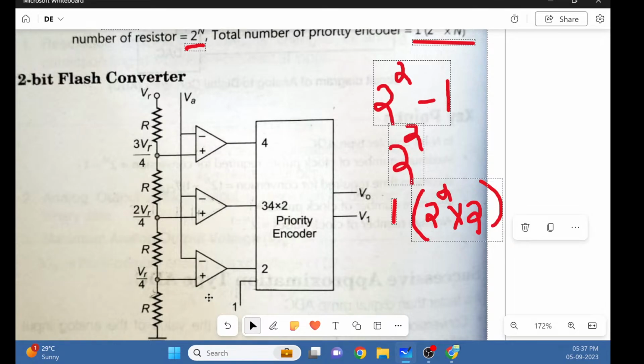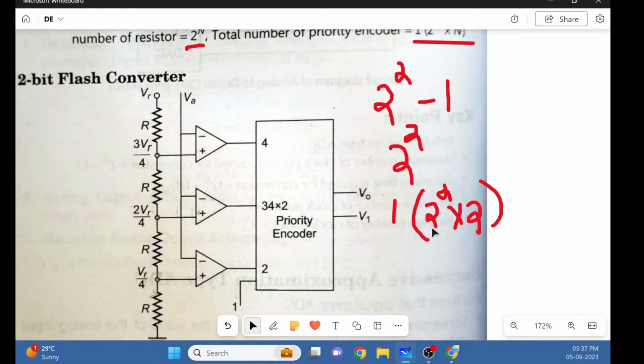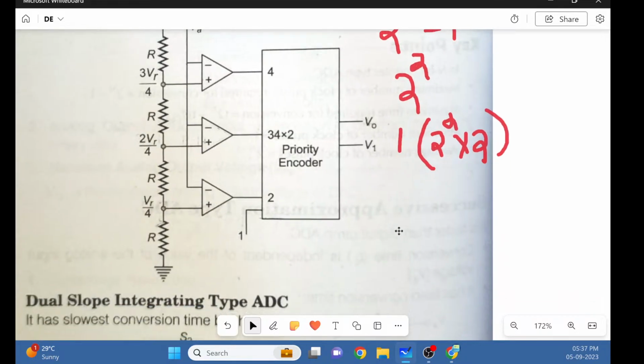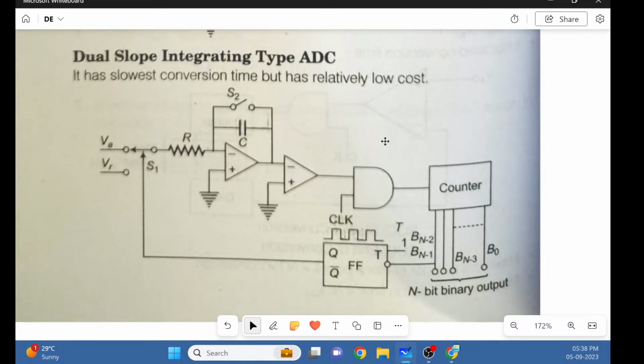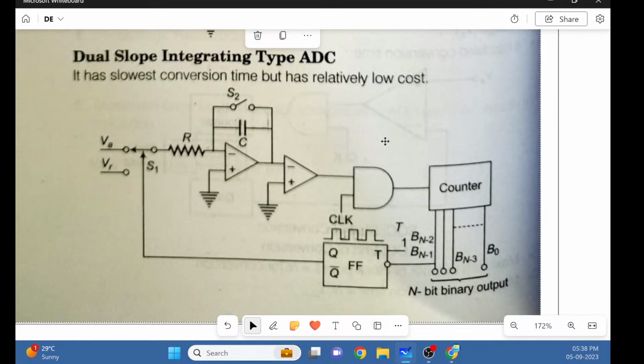So you can see over here 2 raised to 2 minus 1 is 3, so there are 3 comparators in here. Then 2 raised to 2 is nothing but 4. That means you can see over here there are 4 resistors that have been used. Then we have 2 raised to 2 into 2, that is you can see over here 4 is to 2 comparators, right?